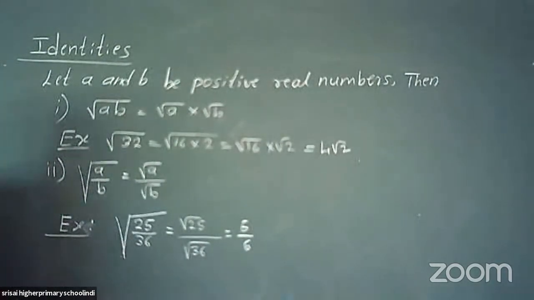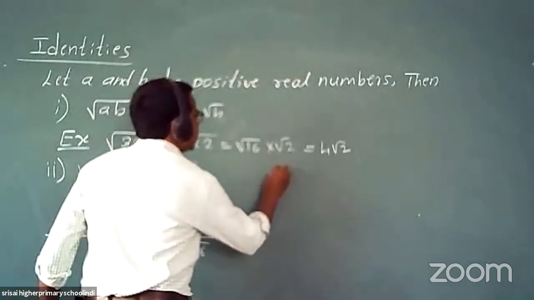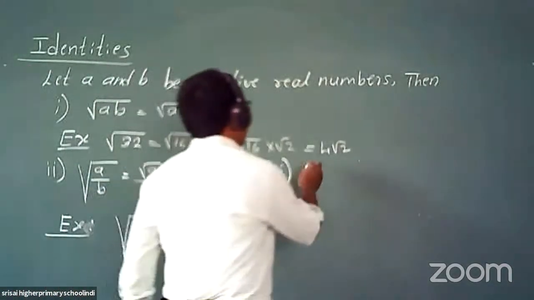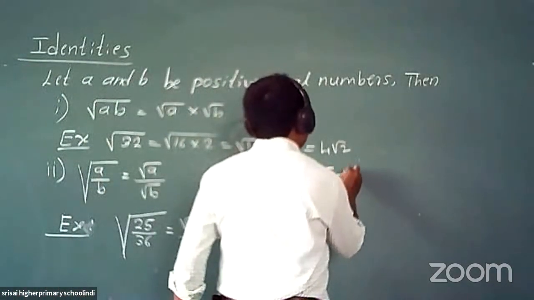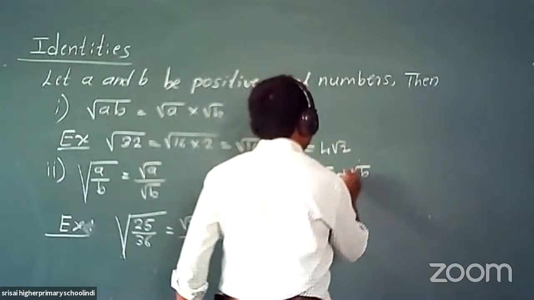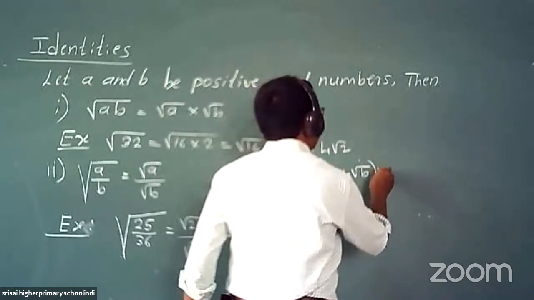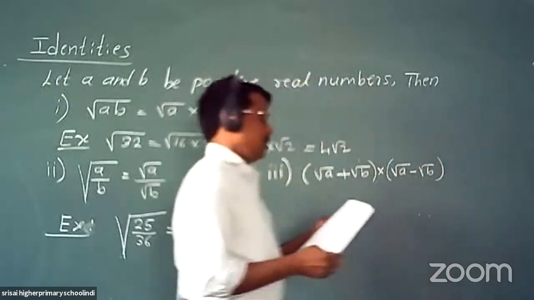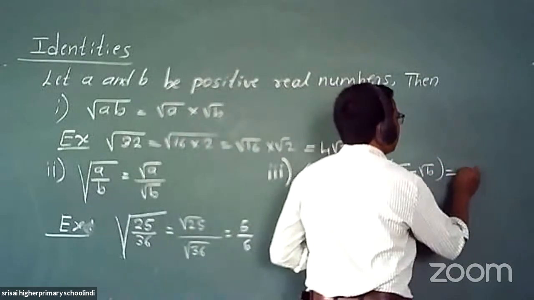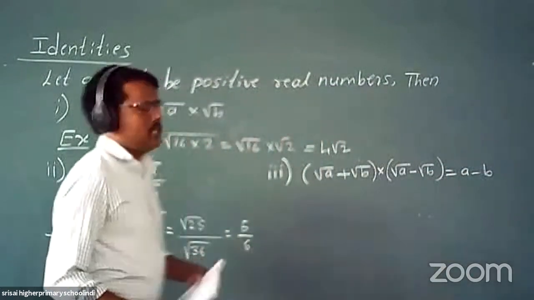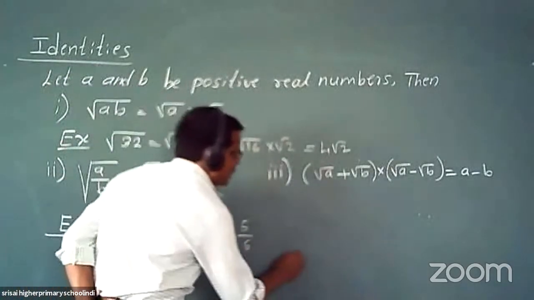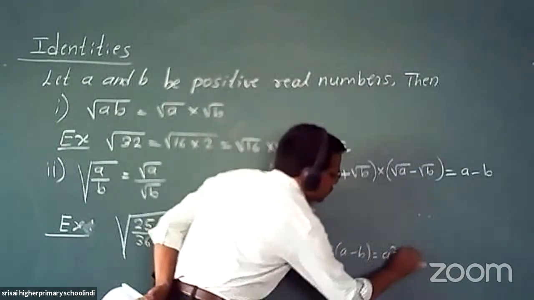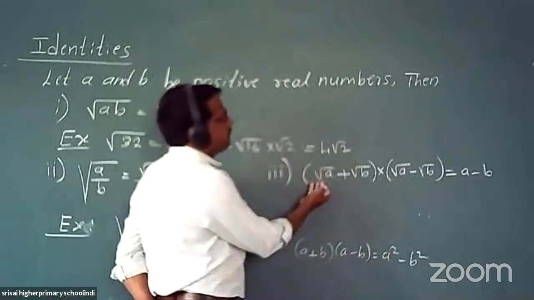Written. Third identity, I'll write here. Square root of a plus square root of b into square root of a minus square root of b is equal to a minus b. Already this kind of identity we have studied in algebra, that is a plus b into a minus b equal to a squared minus b squared. You have studied. The same.